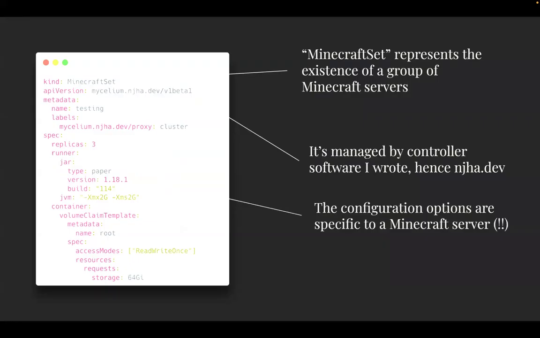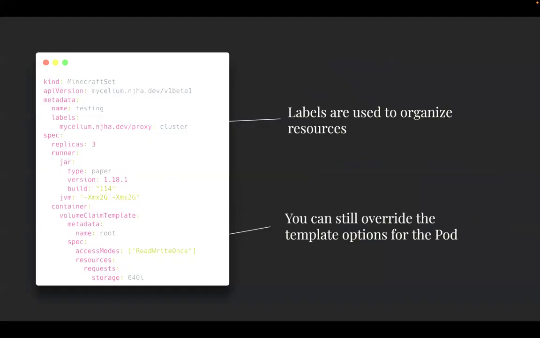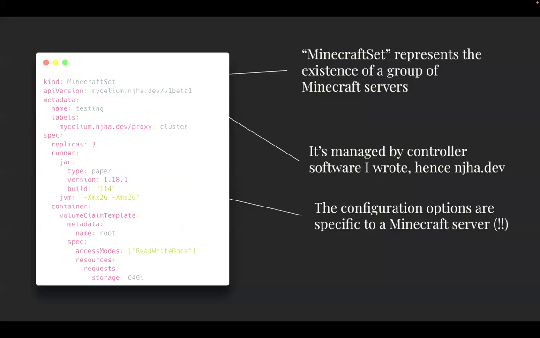Anyway, for example, I wrote a piece of controller software, kind of for fun, called Mycelium. What it does is it lets you create an object called a Minecraft set. You give it some high level information about the Minecraft server, like it should be a Paper Minecraft server on version 1.18.1 and uses these Java arguments. And in response, it will create one or many Minecraft servers. There's also another object called a Minecraft proxy object that will create, if you're familiar with Minecraft, this will make sense.